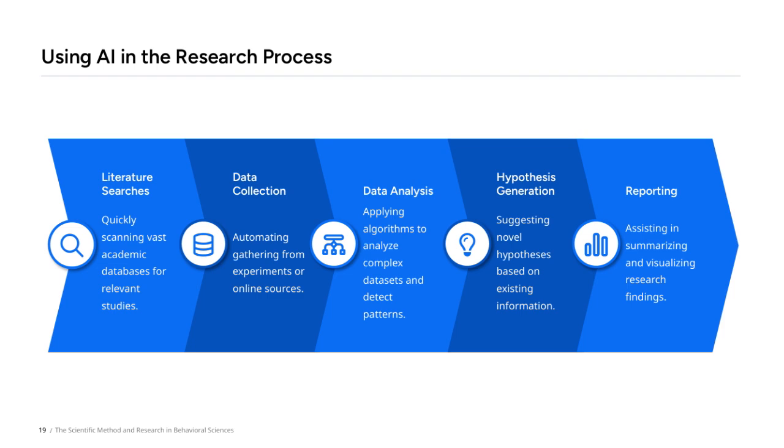In data analysis, AI applies advanced algorithms to complex datasets, helping detect patterns that might not be immediately obvious. Another exciting application is hypothesis generation, where AI can suggest new and innovative hypotheses based on the information it processes. Finally, AI plays a valuable role in reporting by assisting researchers in summarizing their findings clearly and creating visualizations that make the data easier to understand. All of these steps illustrate how AI can be a powerful partner throughout the entire research journey.